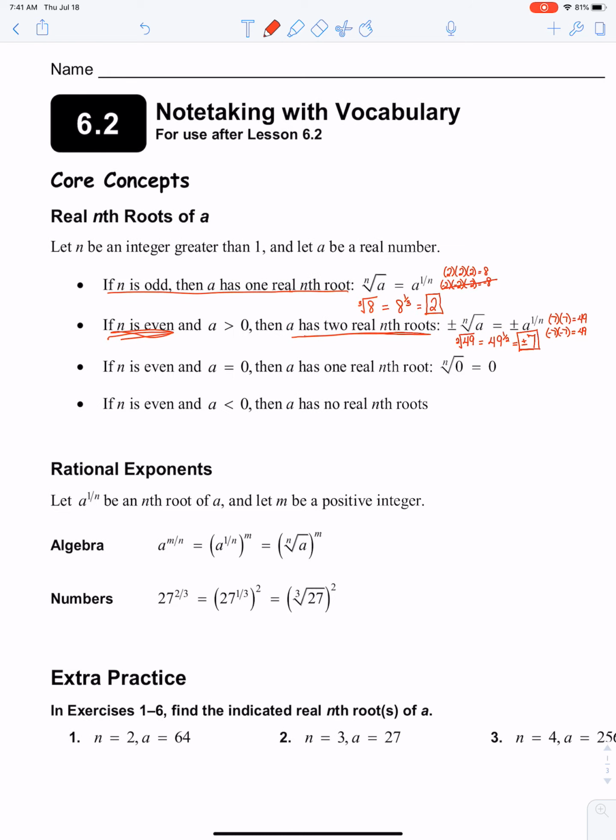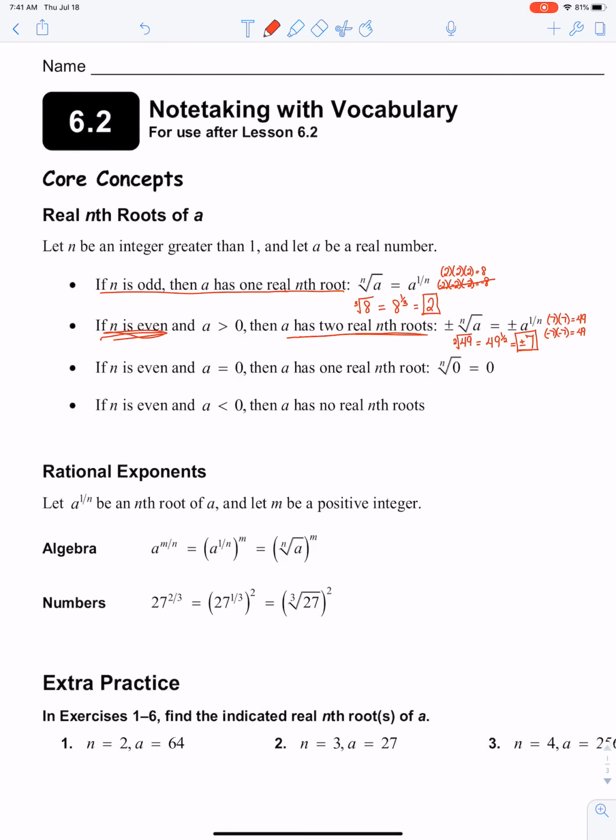Some other slightly more obvious properties: any root of 0 is always going to be 0. And if you have a square root or a fourth root, any even root, and your a is less than 0, then there are no real nth roots.